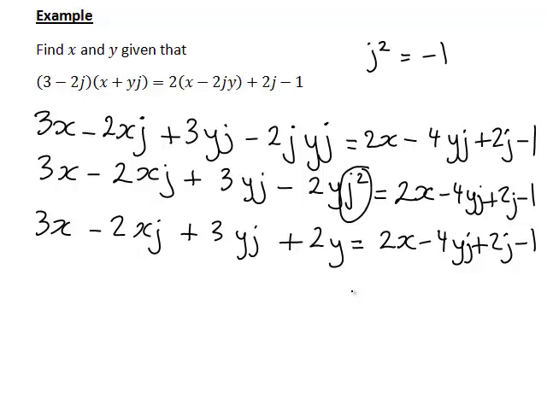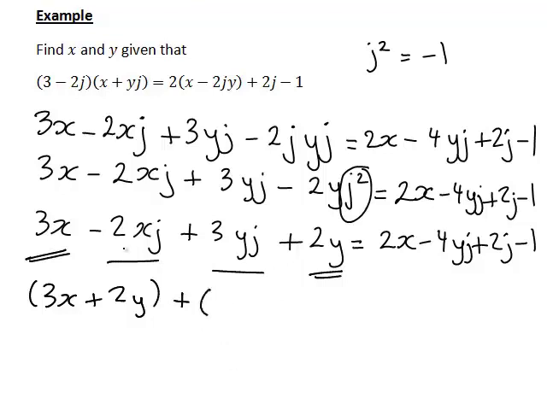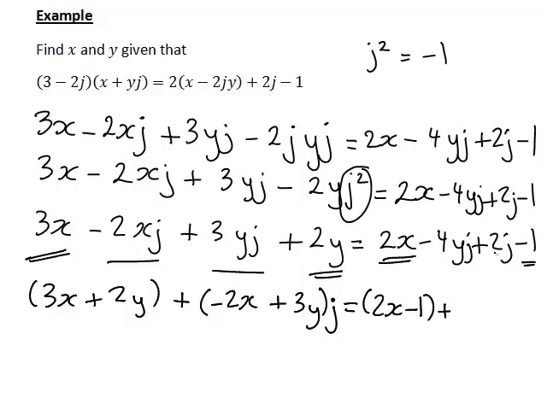So which parts on the left are real numbers? That'll be the parts without j in, so 3x plus 2y. So I'll group those together. And the other parts are all multiplied by j. So I'll take j out as a common factor, so that gives us (negative 2x plus 3y) times j. Doing the same on the right. Real numbers, again meaning numbers not multiplied by j, once we simplified, 2x minus 1. And the other parts are multiplied by j. Negative 4y plus 2, those are multiplied by j.